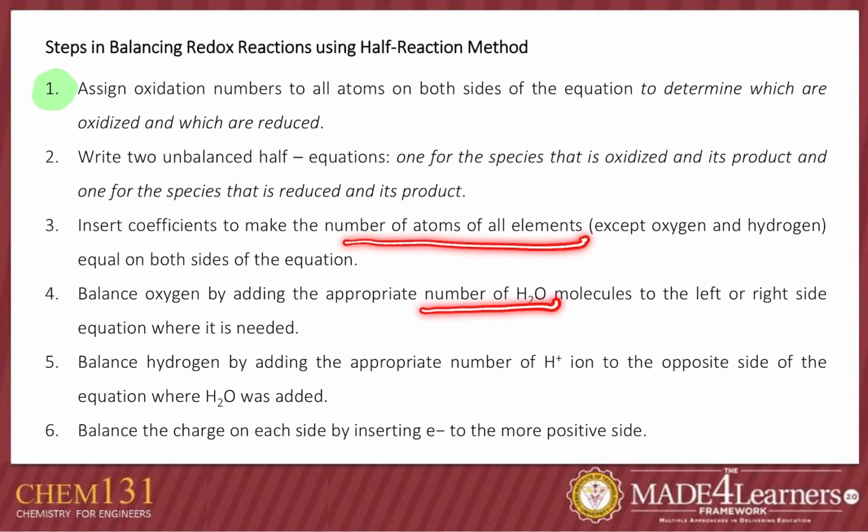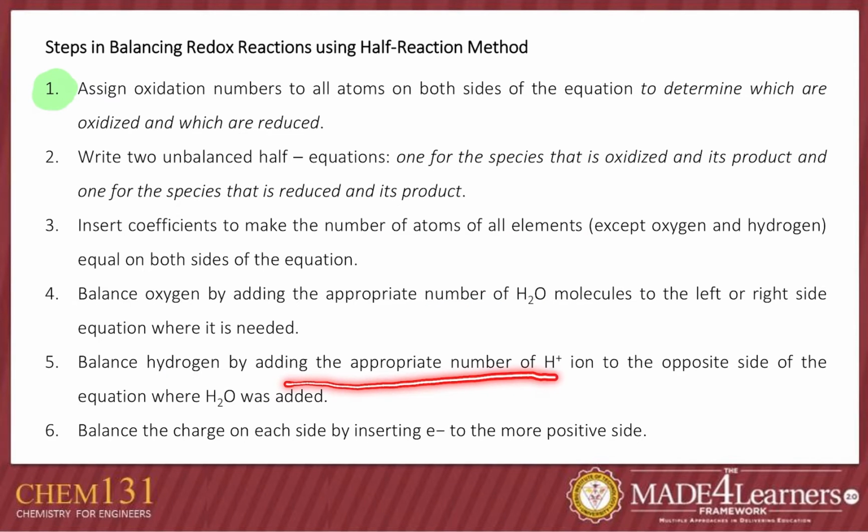Next, we balance hydrogen by adding H+ ions. We balance hydrogen by adding the appropriate number of hydronium ions to the opposite side of the equation where the water was added. So if water was added on the product side, then of course you add hydrogen on the reactant side. If water was added on the reactant side, then you add hydrogen on the product side. Anyway, the hydrogen must be equal on both sides of the equation.